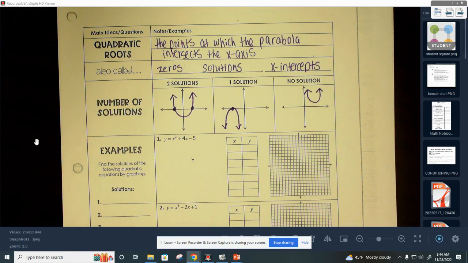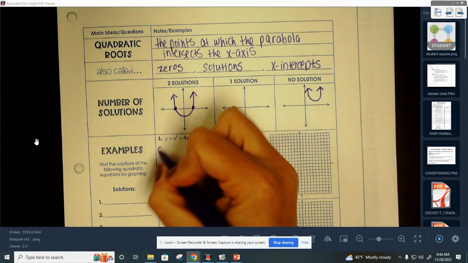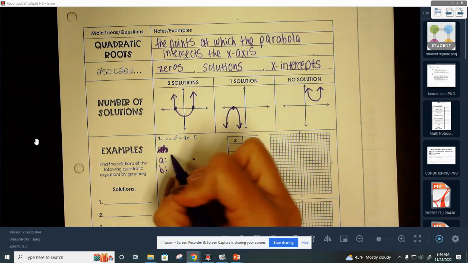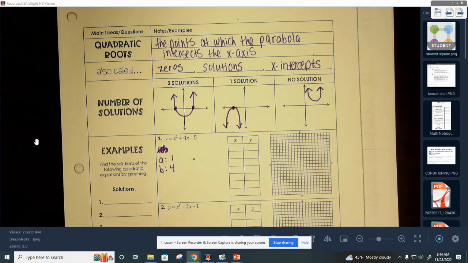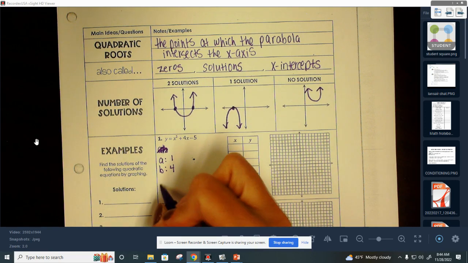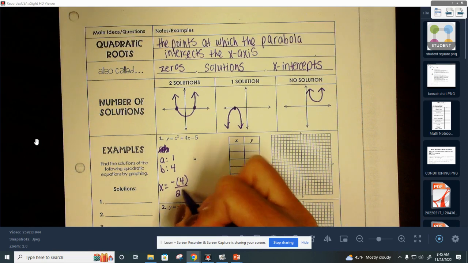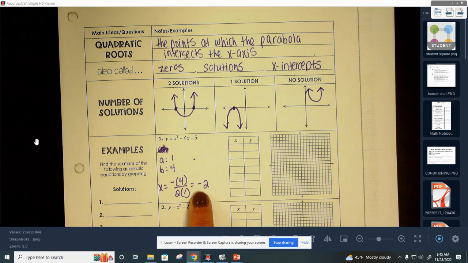So first thing we're going to do on number 1, y equals x squared plus 4x minus 5, is identify our a and our b. So a is 1, because that's the number in front of x squared. B is 4. So first thing we've got to do is find the axis of symmetry. So x equals negative 4 on the top and 2 times 1 on the bottom, which gives us negative 2. So this is our axis of symmetry.